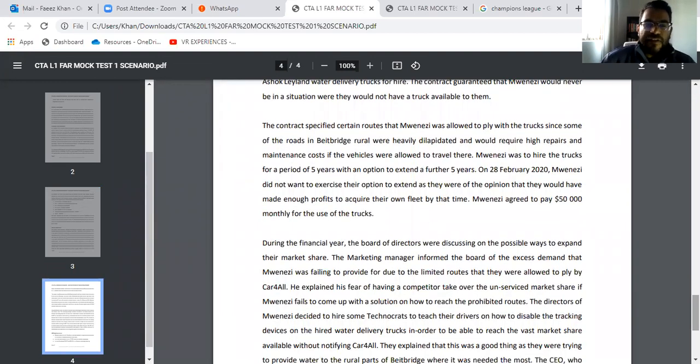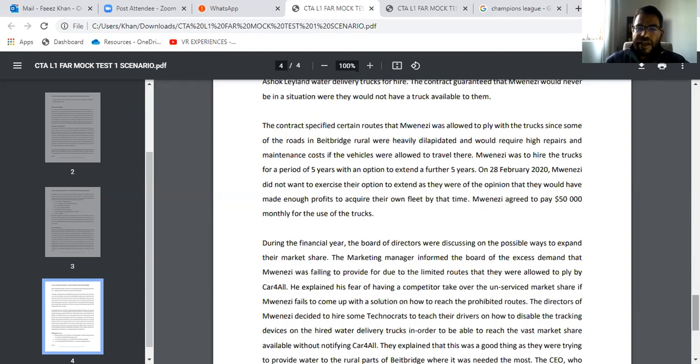The contract specified certain routes that Wenezi was allowed to ply with the trucks, and some of the roads in rural areas were heavily dilapidated and would require high repairs and maintenance costs if the vehicles were allowed to travel there. Wenezi was to hire the trucks for a period of 5 years with an option to extend for a further 5 years. So as you can see, it will still meet.